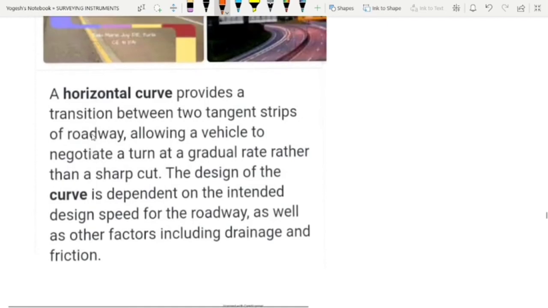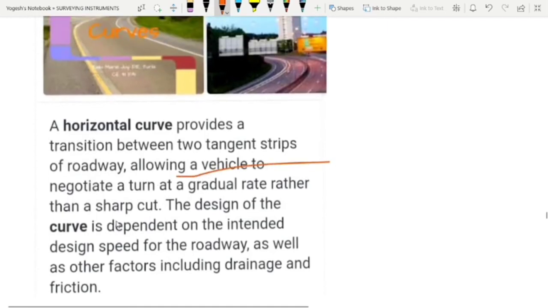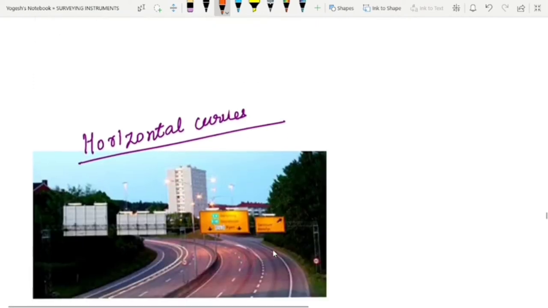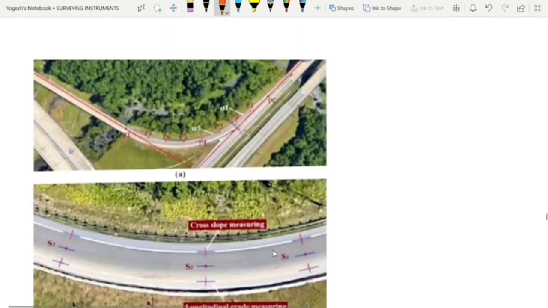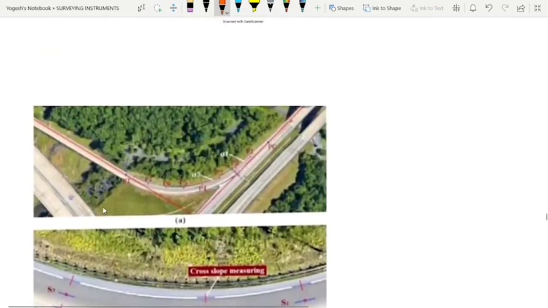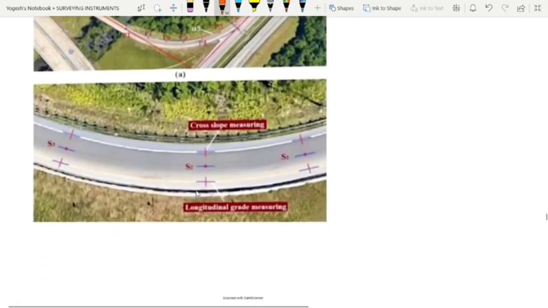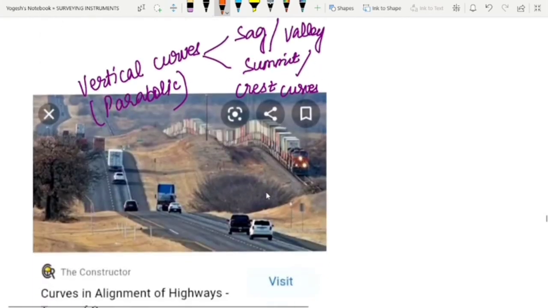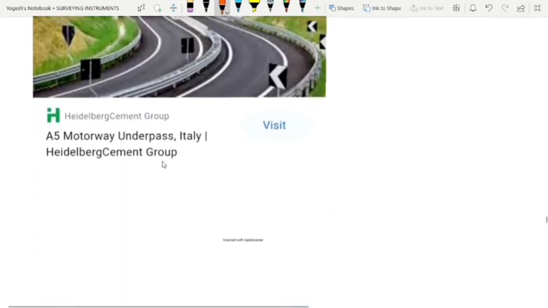A horizontal curve provides a transition between two tangent strips of road, allowing a vehicle to negotiate a turn at a gradual rate rather than a sharp curve. Design of the curve depends on the intended design speed for the roadway. These are the horizontal curves. This is basically the vertical curve. If the slope and grade change, that is called a vertical curve. Along with the horizontal curve, it is one of the two important transition elements. Different vertical curves may be sag or valley curves, or summit or crest curves, parabolic in nature.